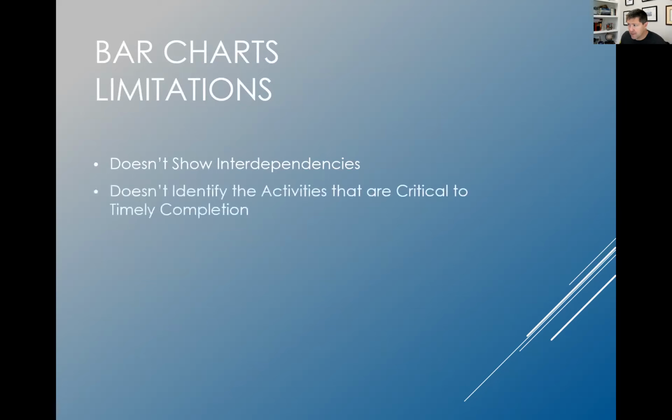They do have their limitations though, right? They don't show interdependencies, which is a problem. So when we start talking about critical path, they don't show the critical path on a schedule. They just show tasks. They don't rank them in level of importance. And they don't identify the activities that are critical to a timely completion. Again, that just takes us back to the critical path or our milestones in our construction scheduling.